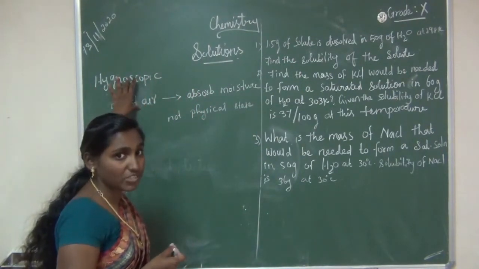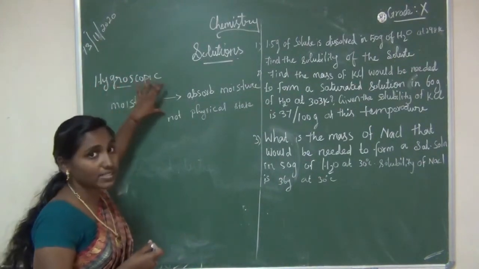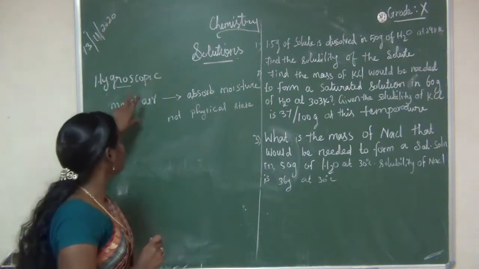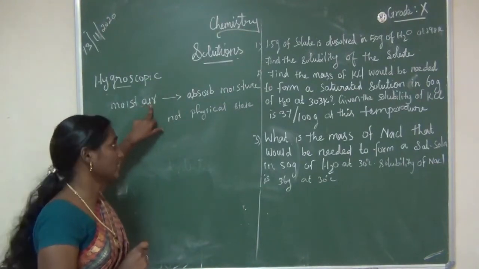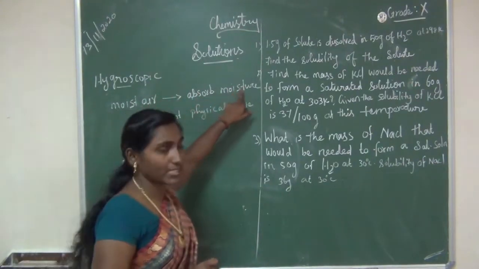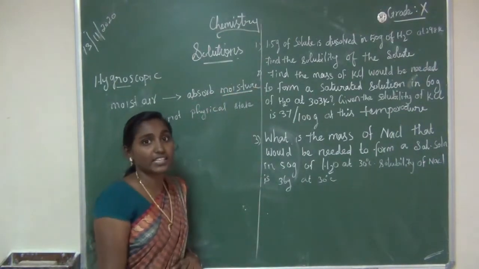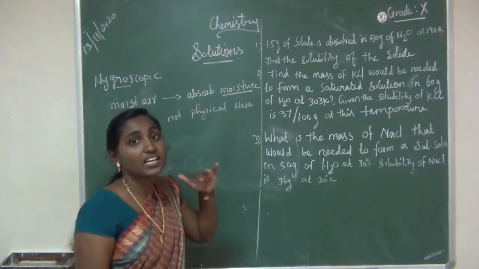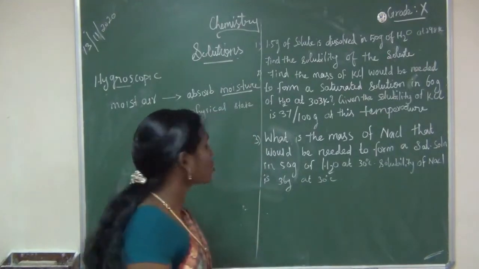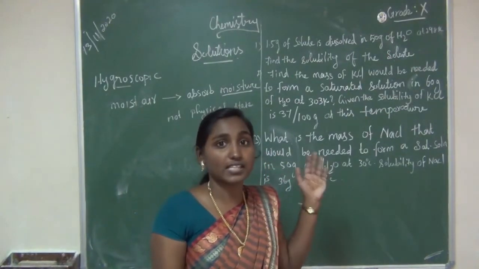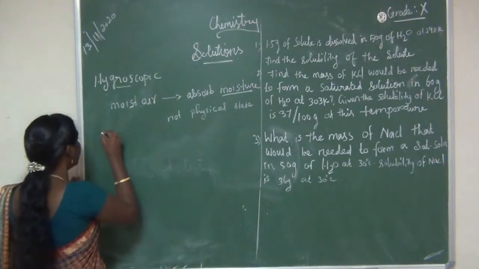So a hygroscopic substance means that when exposed to moist air at ordinary temperature, a certain substance will absorb the moisture without changing its physical state. Mostly this hygroscopic substance is used as a drying agent. Now we are going to learn some examples.